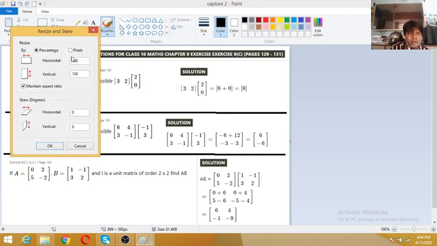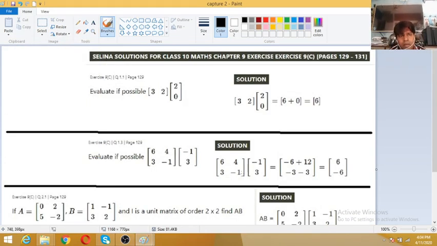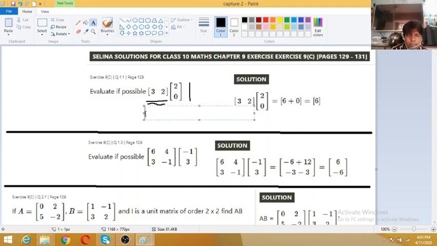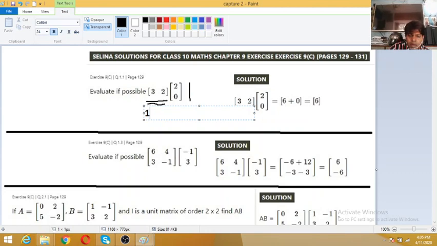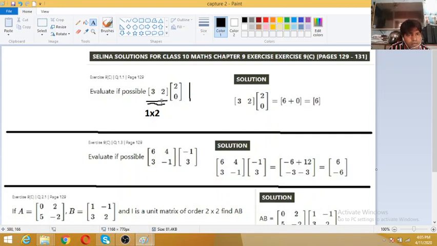Here are the questions from the textbook, and I've taken the next exercise, that is the third exercise, 9C now. Here you can see this matrix, 3, 3, 2 and 2, 0 are to be multiplied. Now if you see properly, what is the order of the first one? There is one row and there are 2 columns. This is the order of the first matrix.